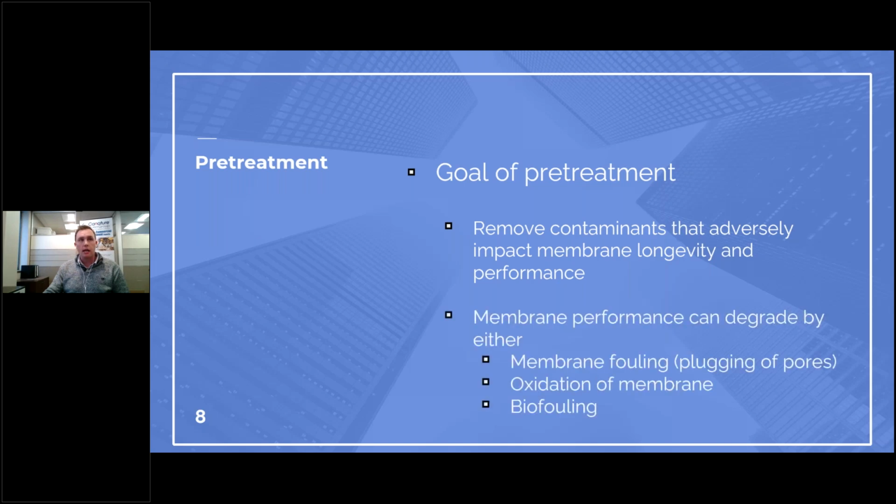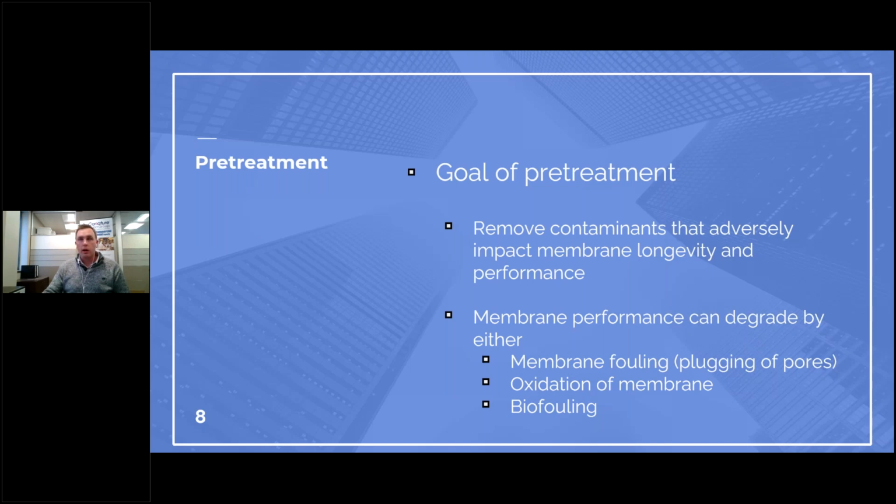Our membrane performance can be impacted by, like I said, generally three things. First, membrane fouling, which is basically plugging of pores. That can be minerals, it could be a bunch of different things. Second, oxidation of the membrane, meaning things like chlorine, ozone, hydrogen peroxide, those sorts of things we want to make sure to remove out of the water before the membrane itself. And then lastly is biofouling.